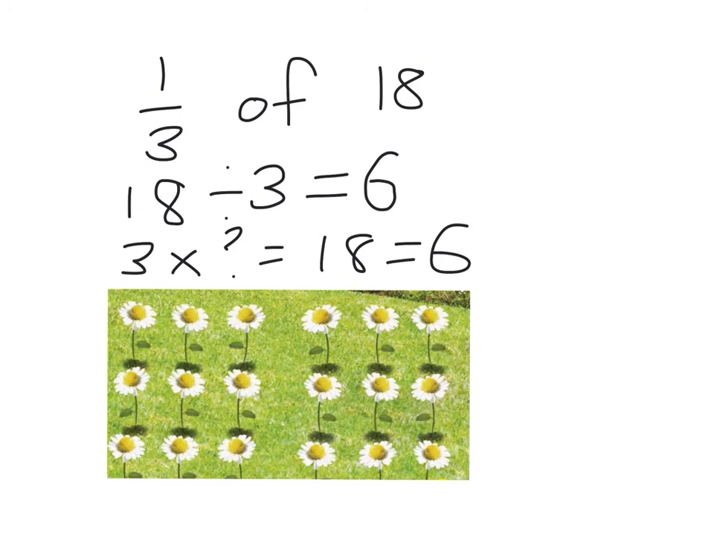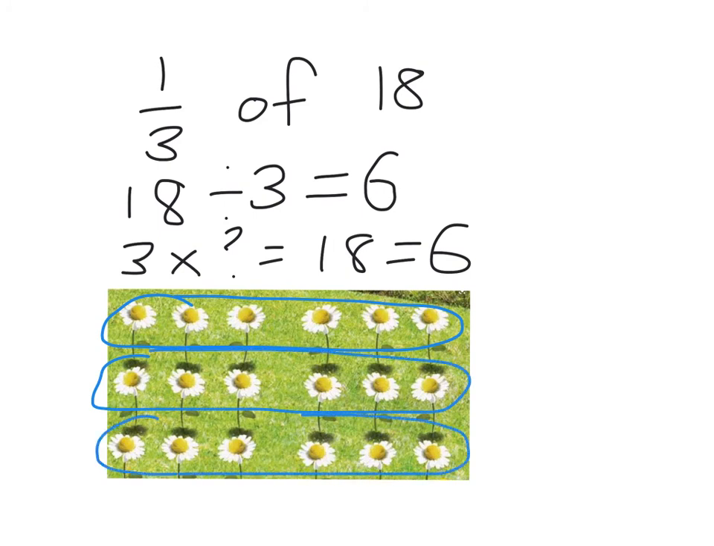Let's have a look at that with our picture here. So 1/3 of 18 is asking us if there were 18 flowers and we want to divide them into 3 equal groups, how many would be in each group? So I've got one group here, another group here, and a third group here. So this is 1/3 of the whole. This is another third of the whole, and this is a final third of the whole. So in 1/3, I can see that there are 6 flowers.